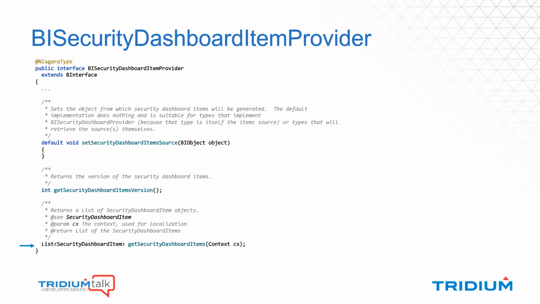And finally, we have the get security dashboard items, and this is kind of the star of the show. And it's the method that does all the work of building the list of items that you're going to add to the dashboard. So let's see what this looks like for our OpenID Connect scheme.